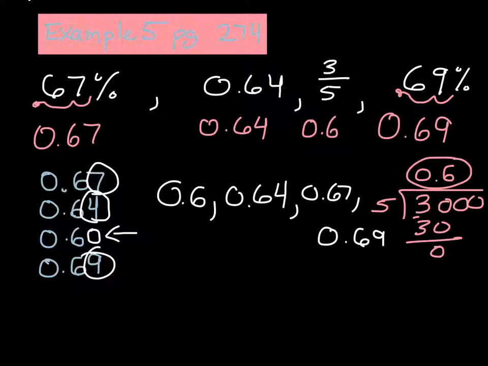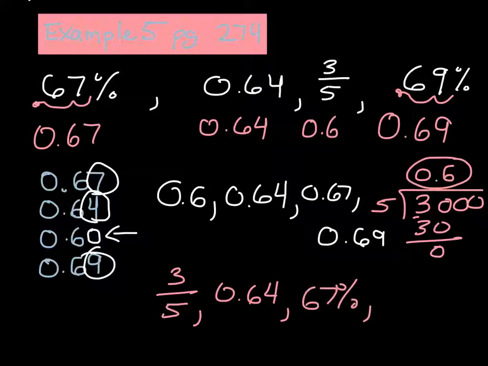And if we convert them back to their original format, how their number was originally written, 0.6 was 3/5 first. 0.64 was already a decimal. 0.67 was 67%. And 0.69 was 69%. There we go.